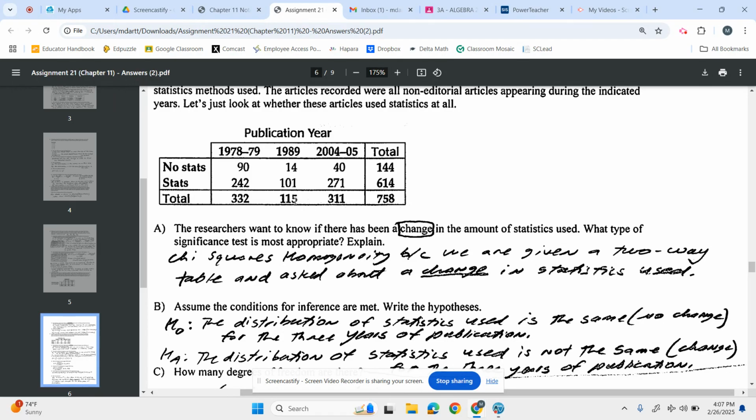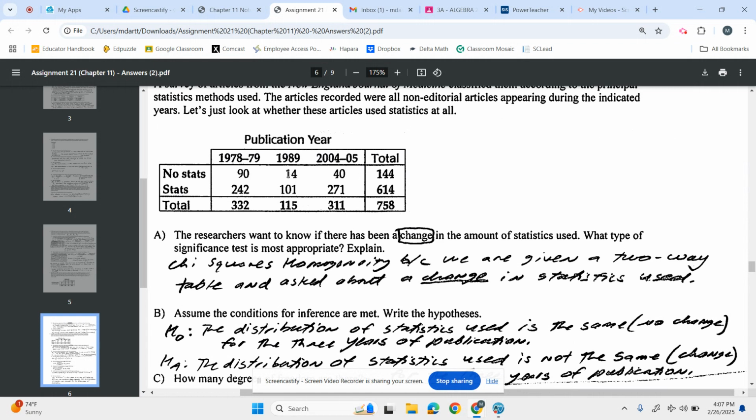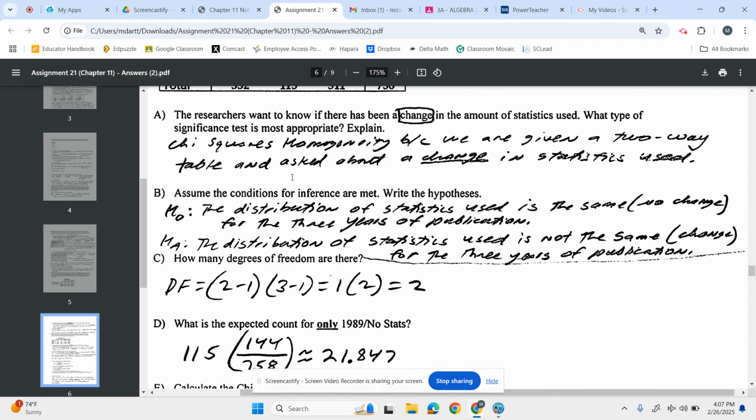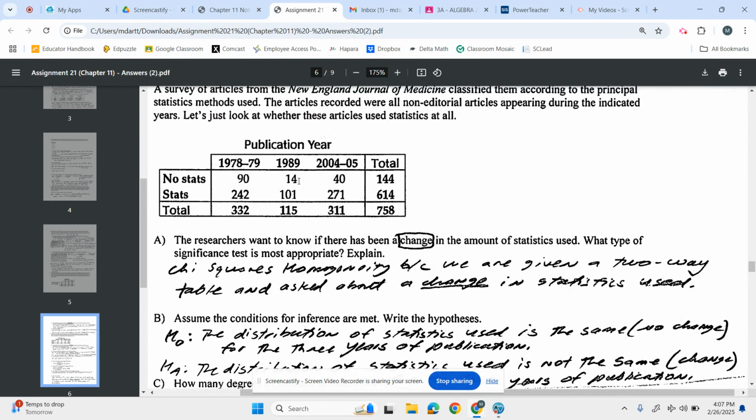So remember, you take your total, which is 115, and multiply it by the marginal distribution of 144 over 758, which I did. 115 times 144 over 758, and you get 21.847. So this is the expected count only for this cell, none of the other ones, just that one. Then it says to find the chi-squared statistic, but only for this. Okay, so again, for this area right here, we only want to find the chi-squared statistic, none of the other ones. Not the total, just this one.